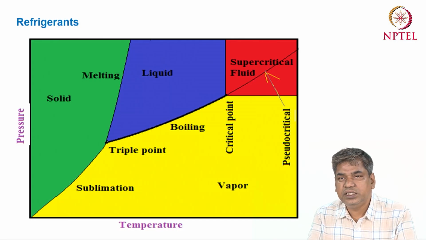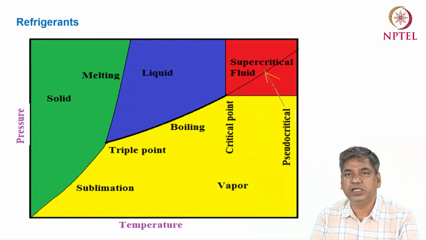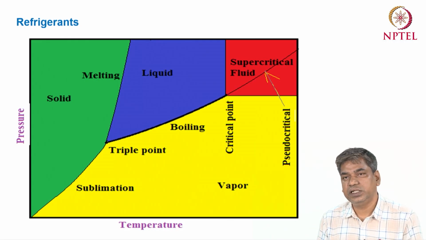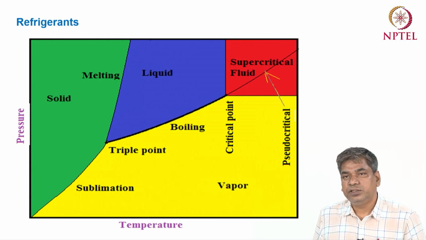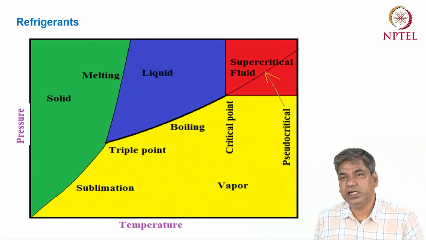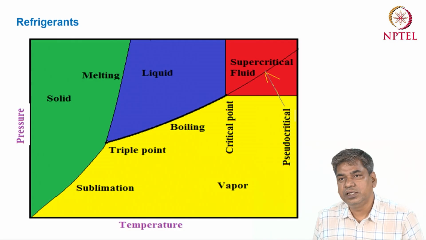So if the pressure is lower than the triple point pressure, there will be the sublimation process, that means the conversion between solid to vapor or vapor to solid. We have already seen the lecture related to solid carbon dioxide. For solid carbon dioxide, that pressure was lower than the triple point pressure. There we have seen that there is a conversion between the vapor and the solid carbon dioxide.